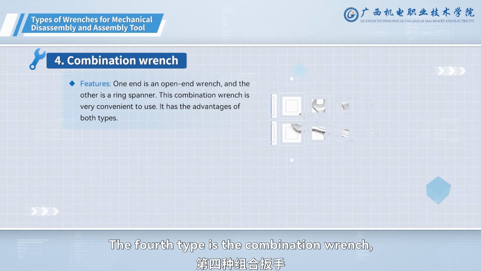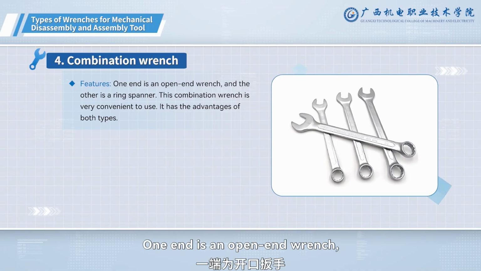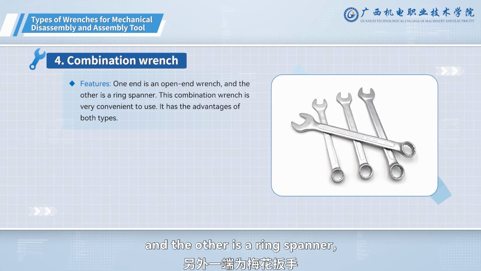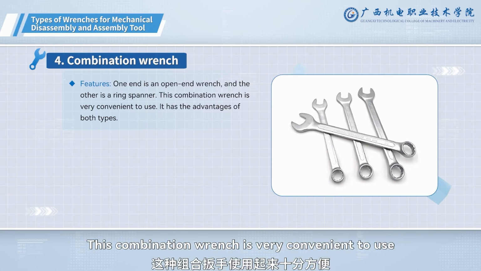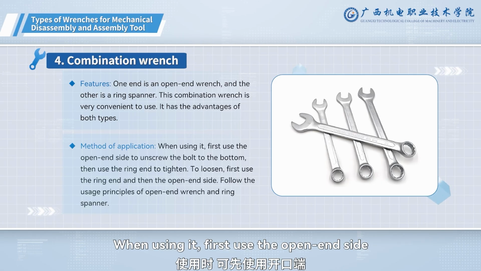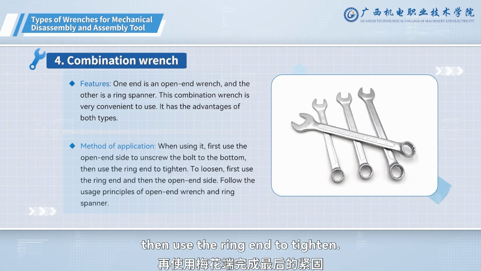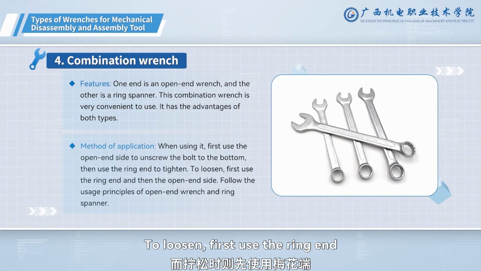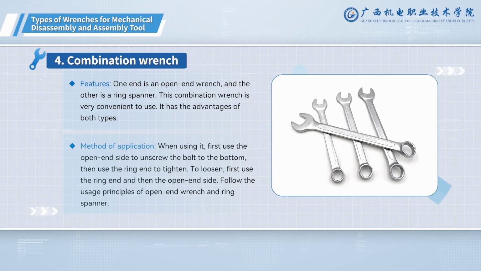The fourth type is the combination wrench, also known as the ring open spanner. One end is an open-end wrench, and the other is a ring spanner, both of the same size. This combination wrench is very convenient to use and has the advantages of both types. When using it, first use the open-end side to unscrew the bolt to the bottom, then use the ring end to tighten. To loosen, first use the ring end and then the open-end side.